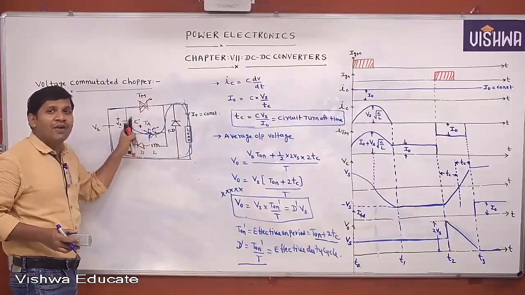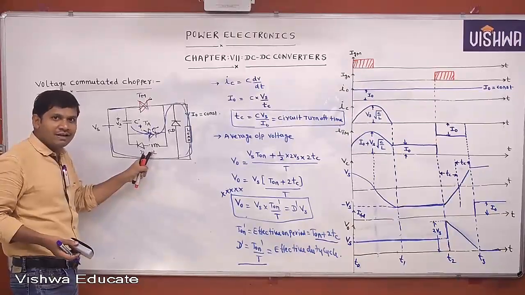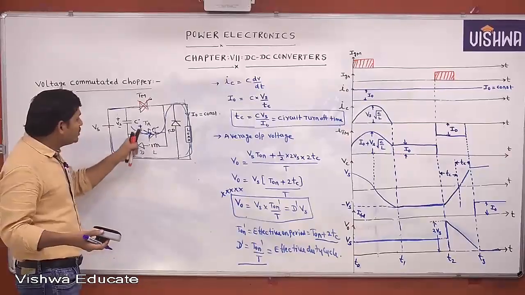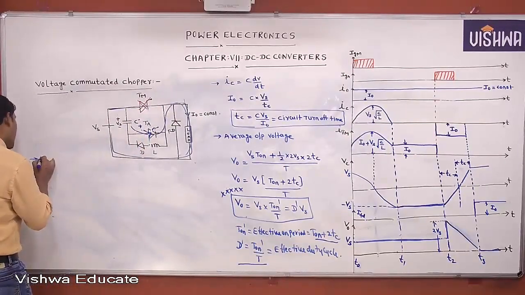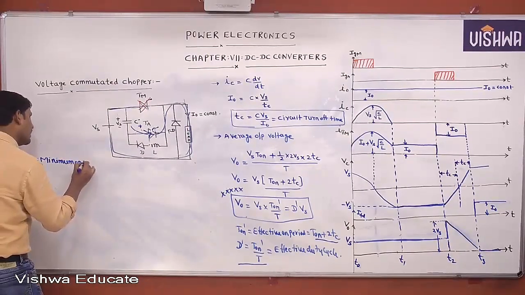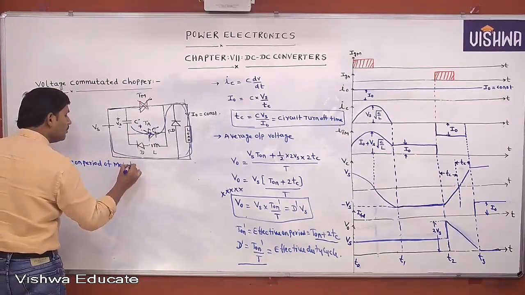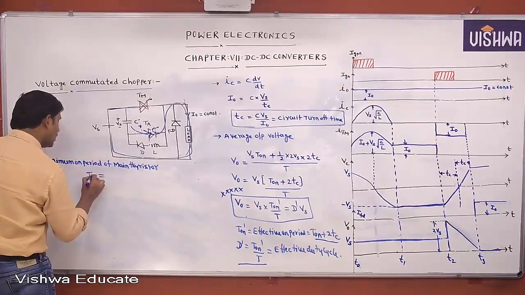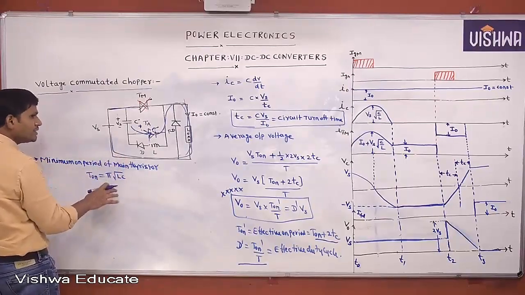What is the on period of the LC circuit? Pi root LC. There is no initial voltage across the capacitor and no initial current in the inductor, as I told already. The on period of the LC circuit is pi root LC. That means during that time only the main thyristor will be in the on state. That is the minimum on period of the main thyristor: T on equals pi root LC. During minimum, this much time it is on.